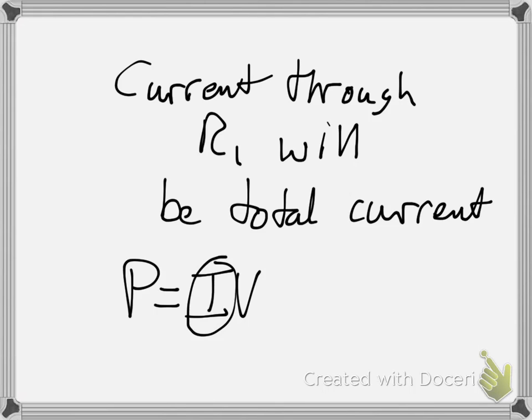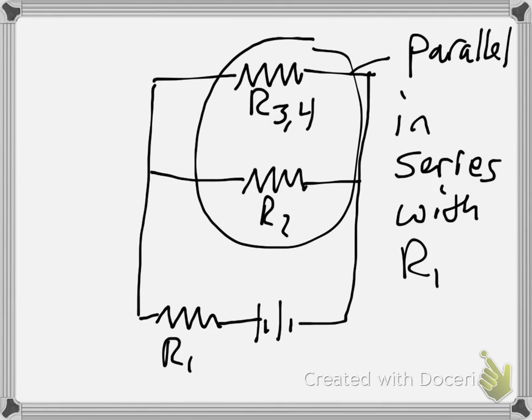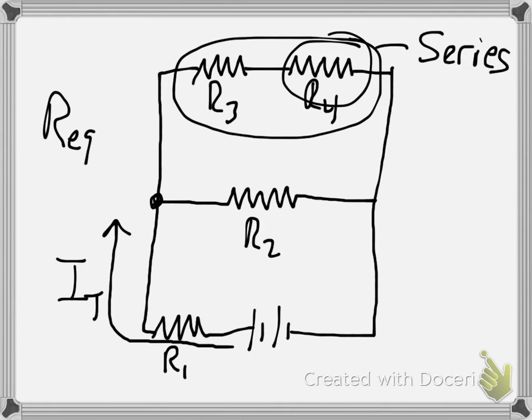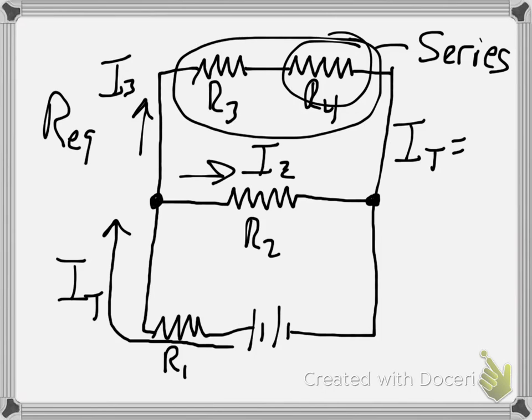And then D, we want to find the power delivered to R4, right? So your whole goal is to use Ohm's law. Once you find the equivalent resistance, that'll give you your total current here. And then that total current will branch off into two different currents, one in that direction and one in that direction. And we can call this I2, and we can call this one I3, and I total must equal that sum.